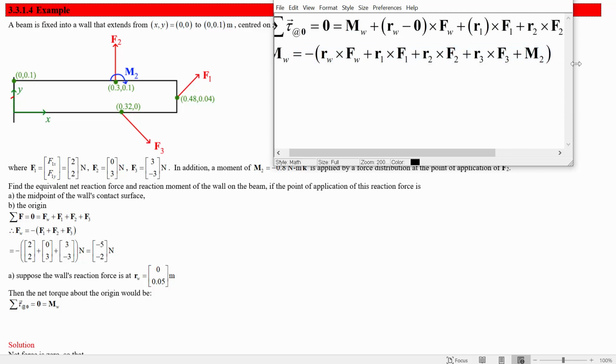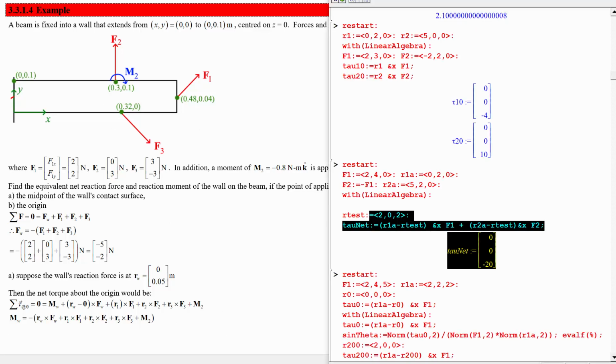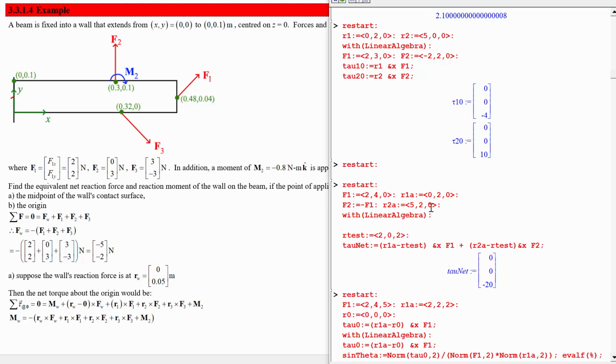All right, so we can work this out analytically, but it's faster at this point to just jump into Maple and work out all of these cross products without having to calculate them manually. So let's do that. Okay, so we'll take a restart and add in linear algebra because we're going to need some cross products.